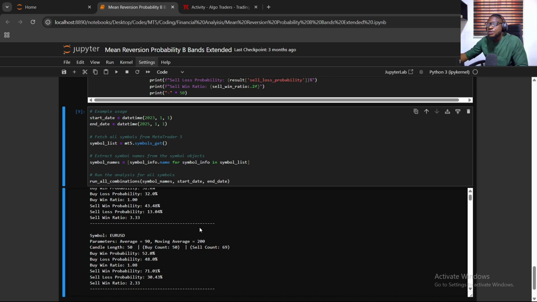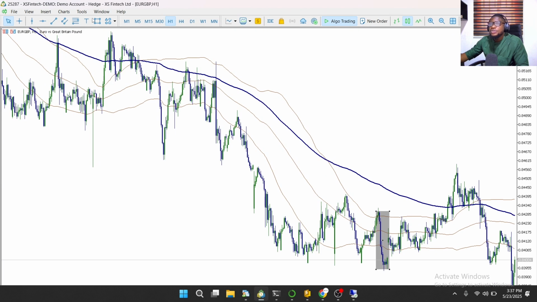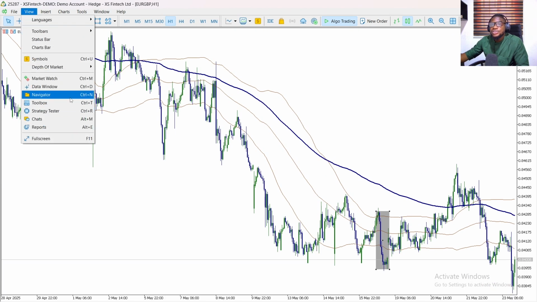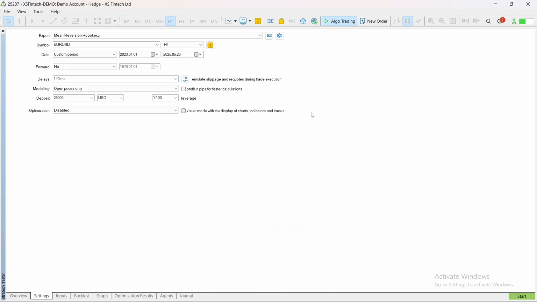Now let's head over to our MT5 here and do a simple test of this trading strategy. So we're currently on our MT5 right now, and we are testing our mean reversion robots on Euro USD like we had in the reports from 2023 down to 2025 on the 1 hour time frame, and we're testing this using just open prices.